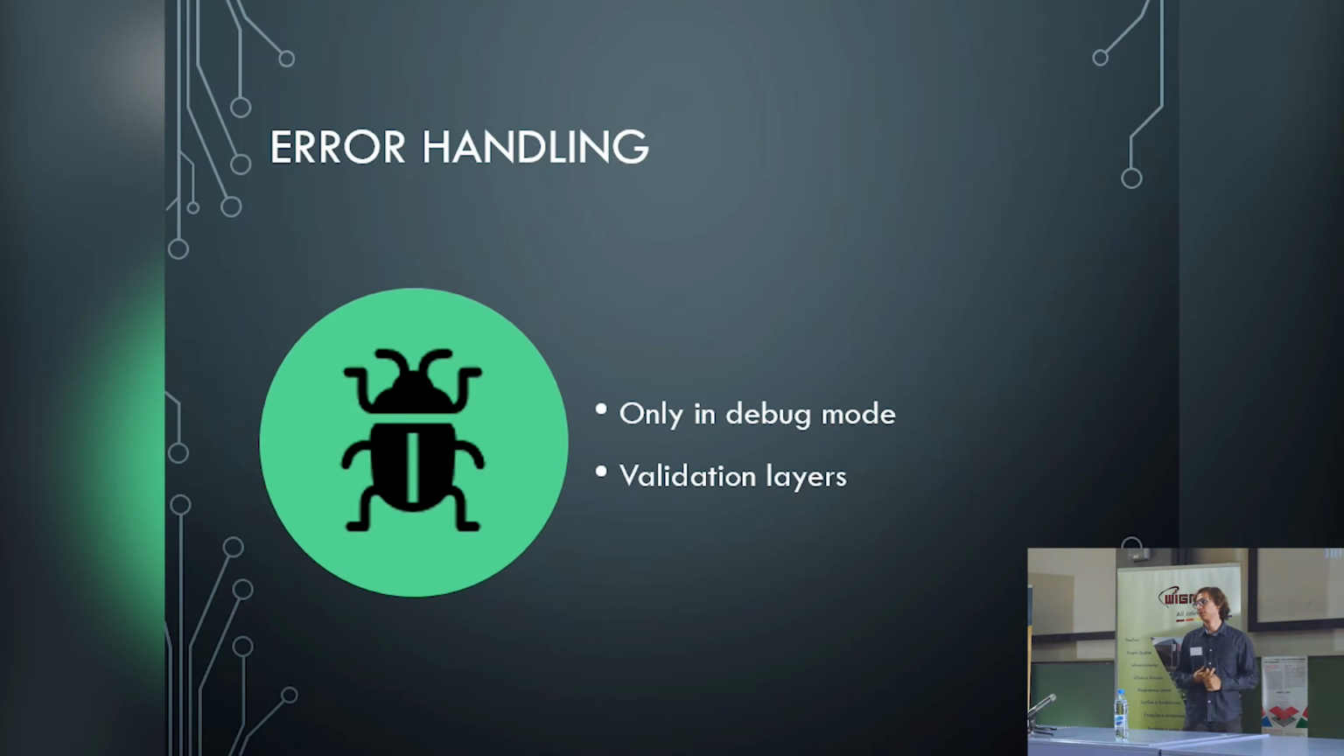Okay, and a little bit about error handling. In debug mode, my library generates a log file which logs the creation and the destruction of every Vulkan object, and when you allocate memory or free memory. And in Vulkan there is no runtime validation except those validation layers. So in debug mode, I define these validation layers, and it gives you messages about everything.